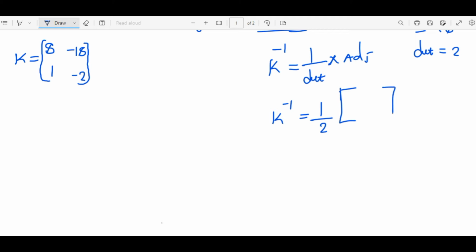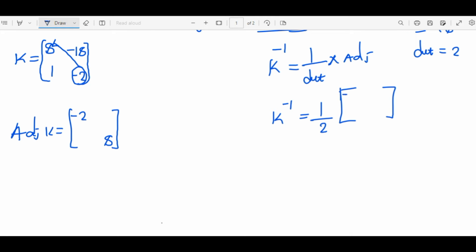the adjoint matrix. For the adjoint matrix, for the major diagonal, you just have to swap the numbers. So you need to interchange the positions. This means that this negative 2 must interchange the position with the 8. So negative 2 will go where 8 was, and 8 where negative 2 was.